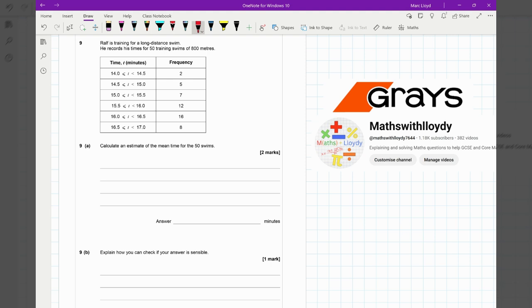I've had a look at this one. I've seen standard deviation appear. If you're able to use your calculators to immediately get the standard deviation and estimates for the mean, fair play, well done. But I'm going to go through this the old-fashioned way.